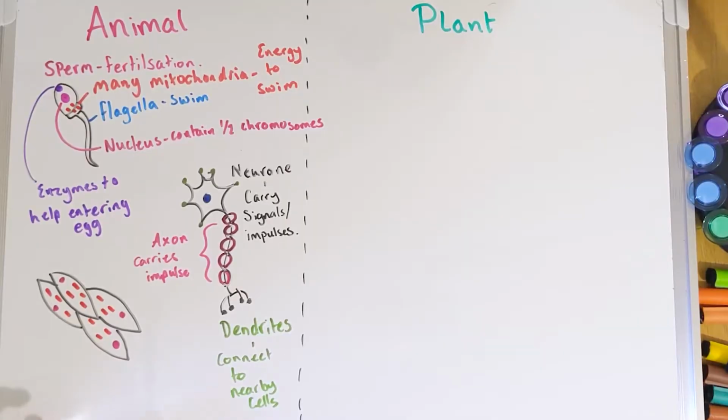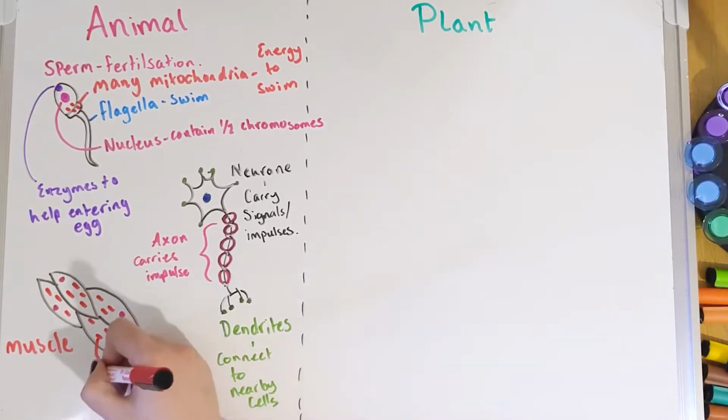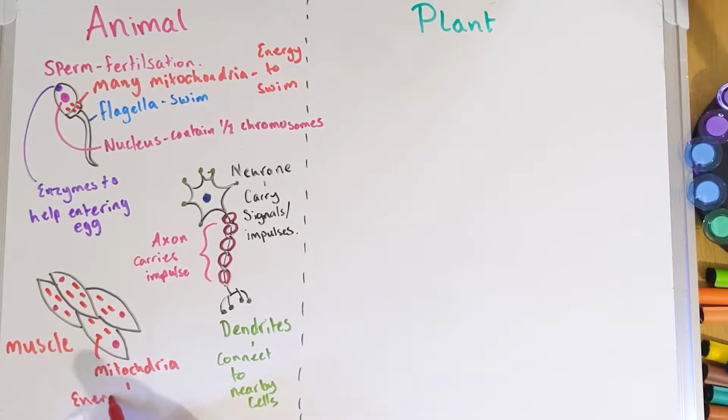Our last animal cell type is muscle cells. Muscle cells are really long and elongated, and their main feature is that they are absolutely jam-packed full of mitochondria, and they need those mitochondria to release energy during respiration so the muscle can move and contract. That's animals, so let's have a look at plants.